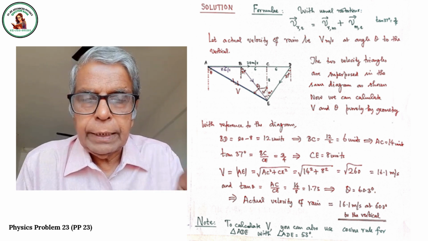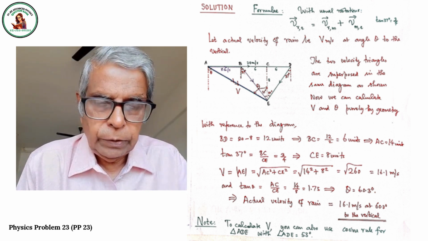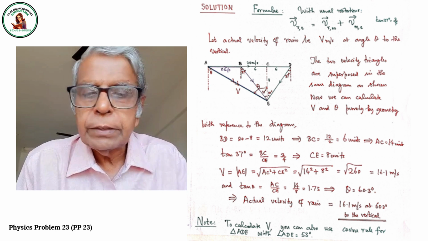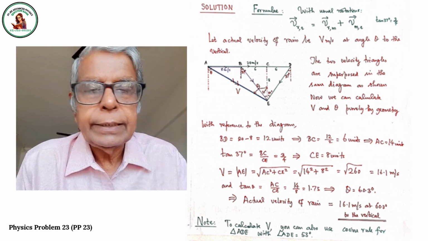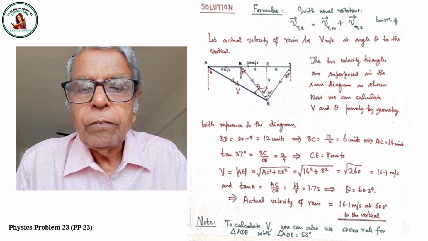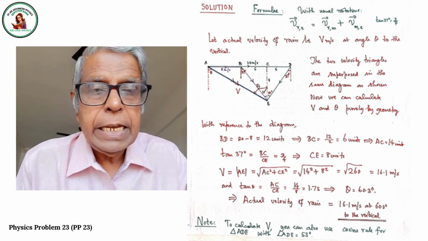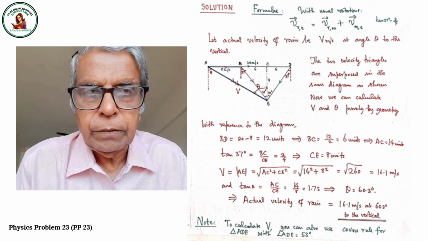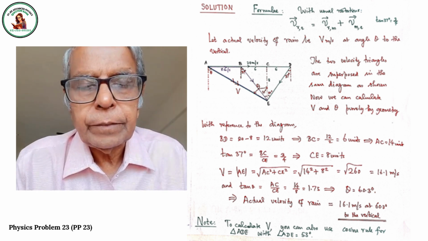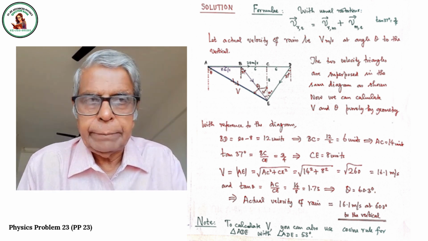One geometrical approach we have shown in the solution. Another approach is to use the cosine rule for the triangle, that is triangle ADE, where DE is equal to 10 units and the included angle is equal to 53 degree, with which you can try to get the same answer.